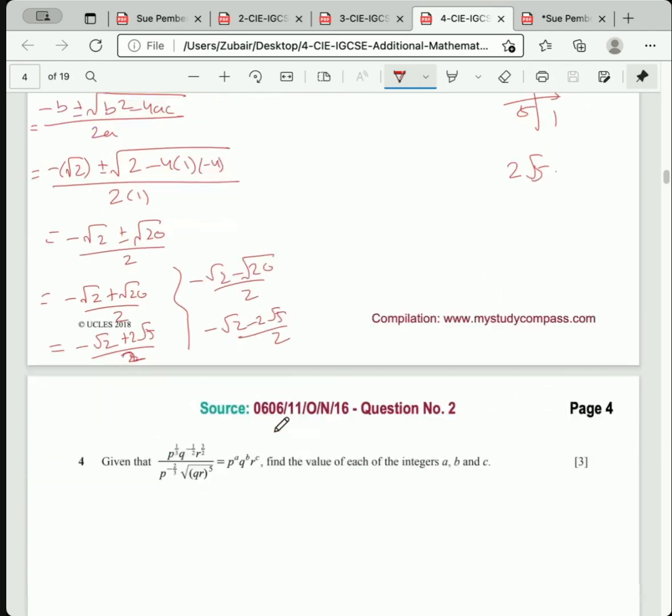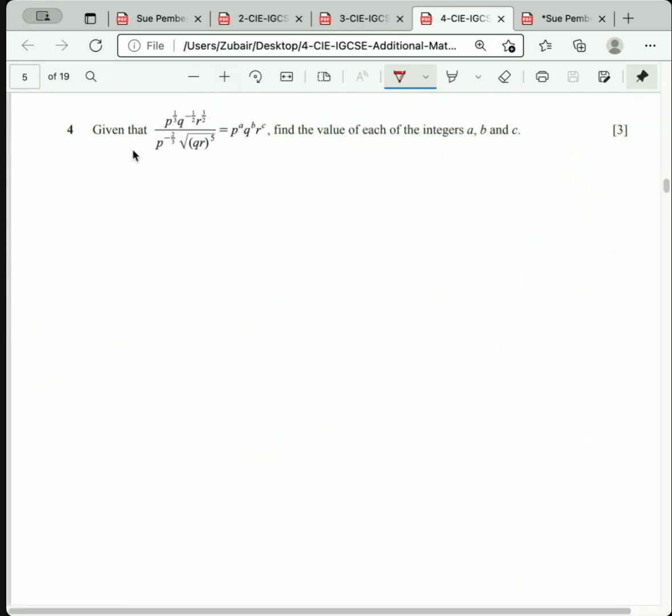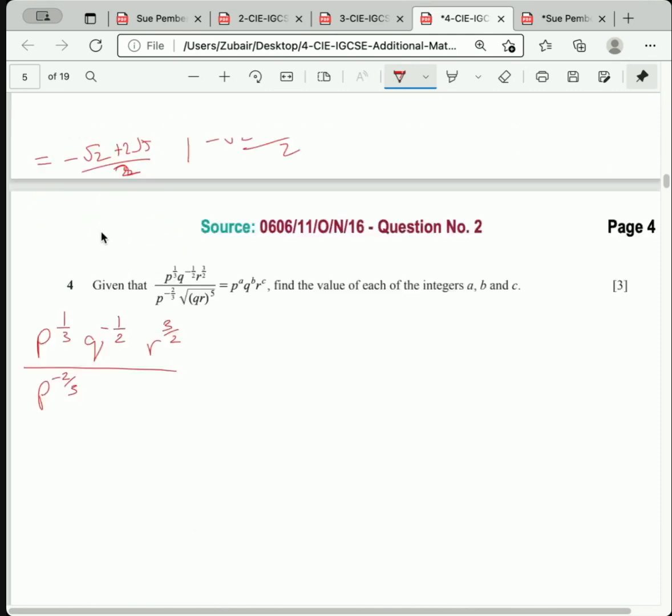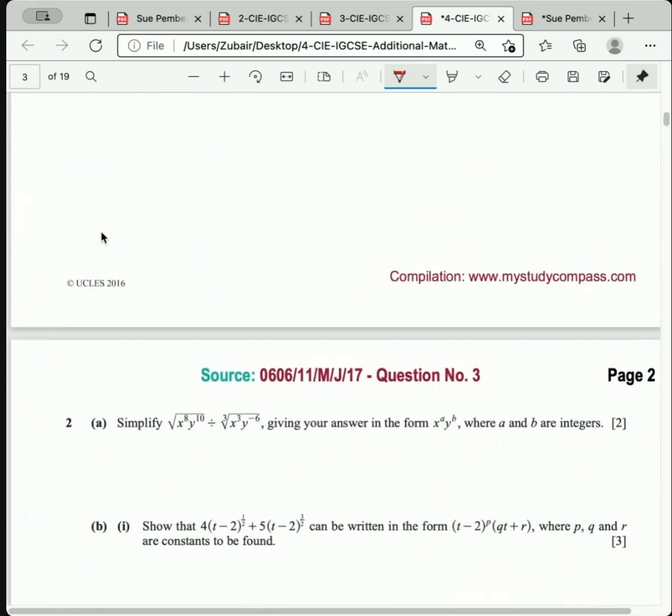Okay, we had question 3 and then 4. Given that p raised to the power 1 by 3, q raised to the power negative 1 by 2, r power 3 by 2 over this is equal to this, find the value of each. Okay. P is 1 by 3, q is negative 1 by 2, r is 3 by 2. And in denominator, p is negative 2 by 3.